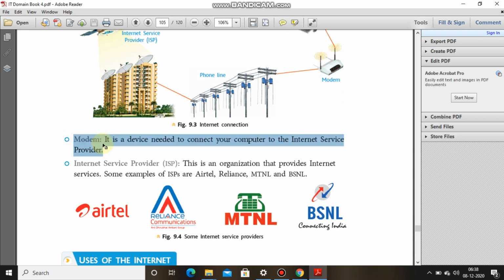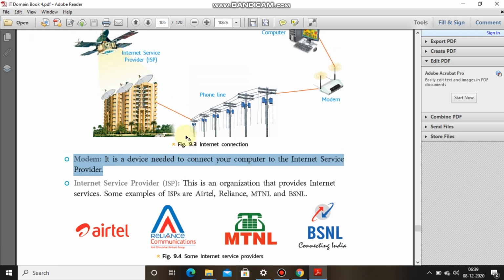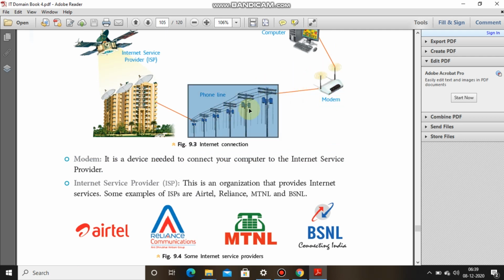What is a modem? It is a device needed to connect your computer to the internet service provider. Internet service providers like the companies Airtel, Reliance, MTNL, BSNL provide the internet connection, and a particular device, the modem, is required at your home which will connect the outer network lines with your inner home devices.